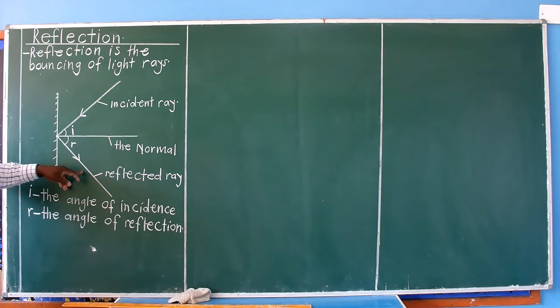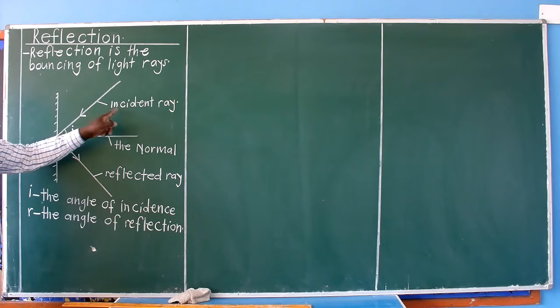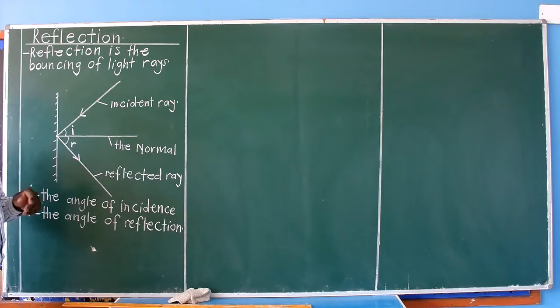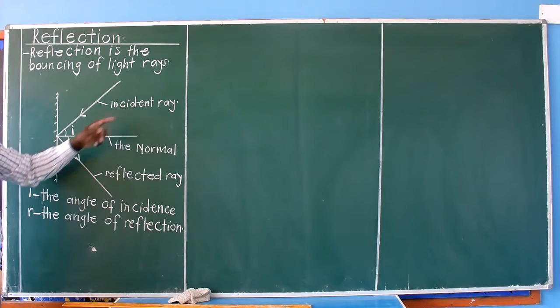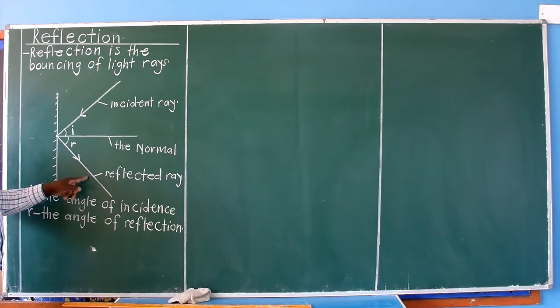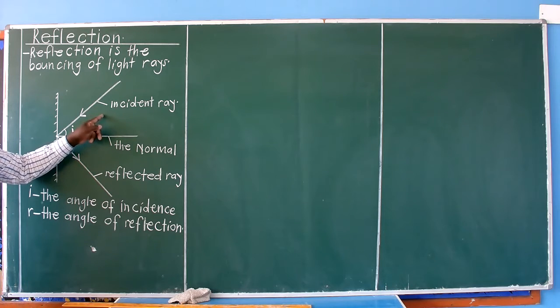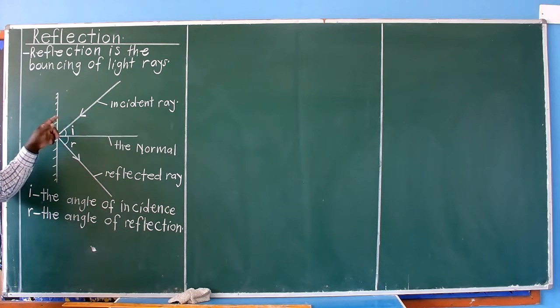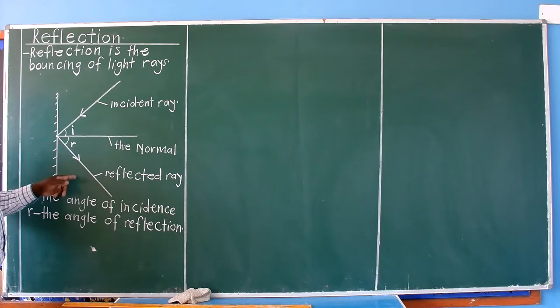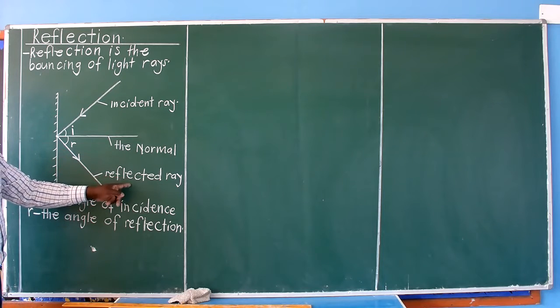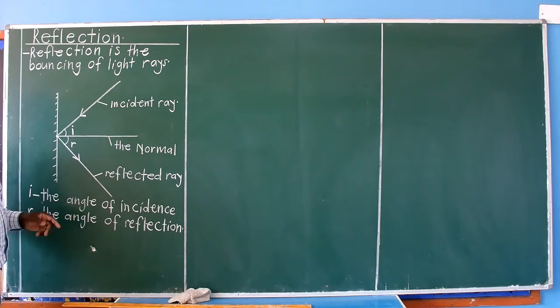We have two rays here. This one is called the incident ray. Then this one is called the reflected ray. Why do we call this one incident ray? It's the ray that is striking the mirror or the reflecting surface. Then the ray that is bouncing off the mirror is called the reflected ray.